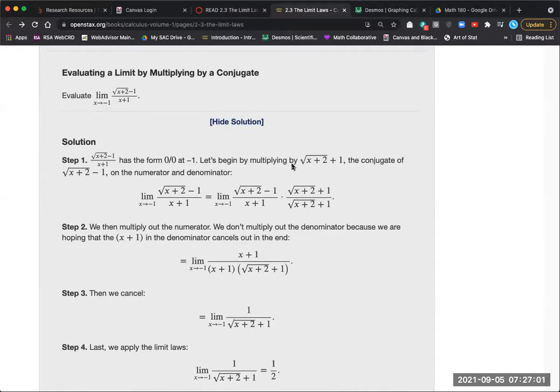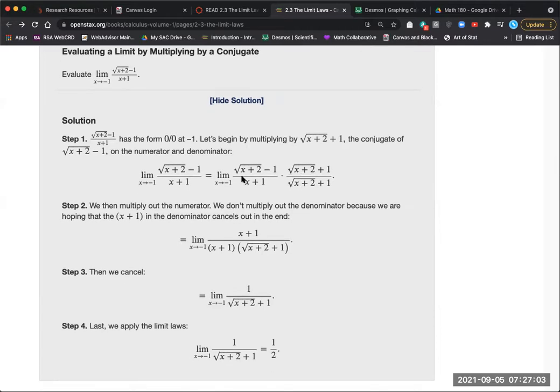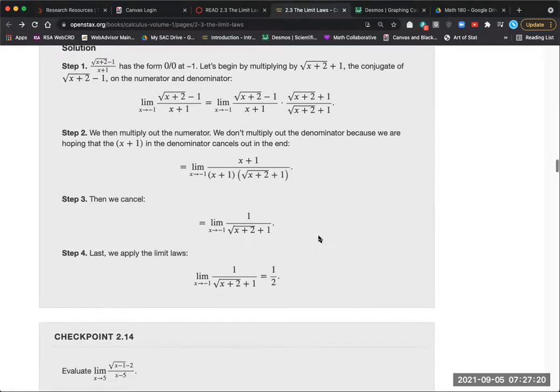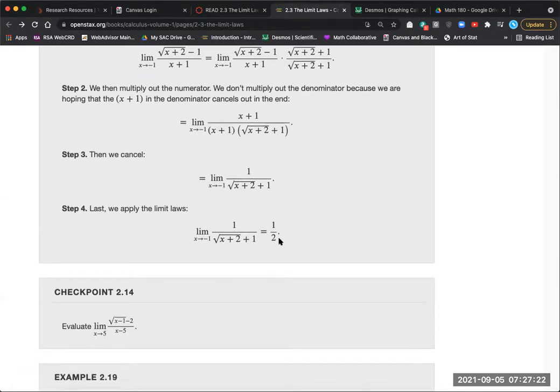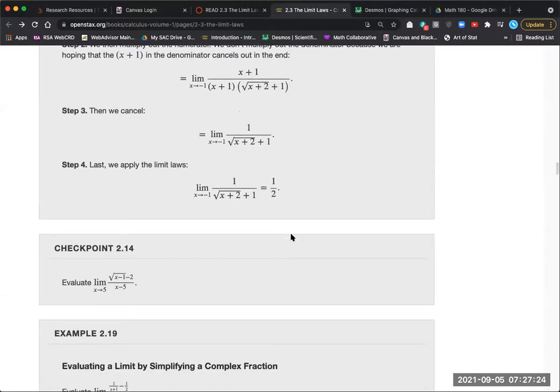Now, when I multiply this and this, I'm left with x plus 2. And then this times this is minus 1. So x plus 2 minus 1. That's where the x minus 1 comes from. Again, this times this is just x plus 2, and then the middle terms cancel out when you expand it out. So once we've done that, you can again substitute in and get a value for the limit.